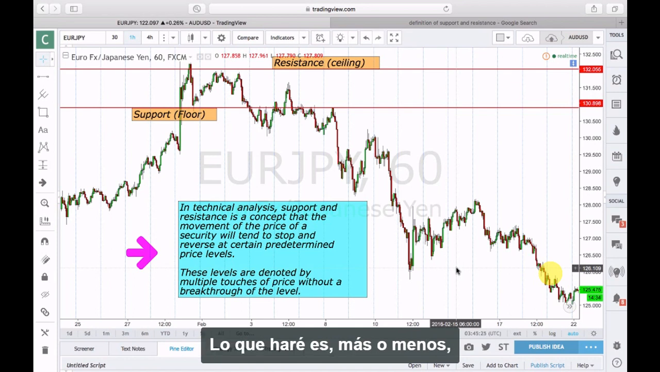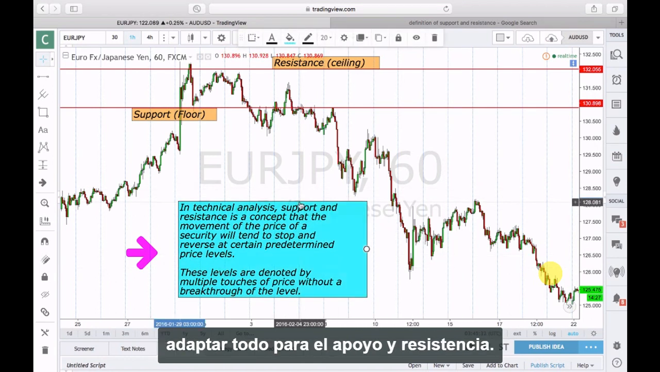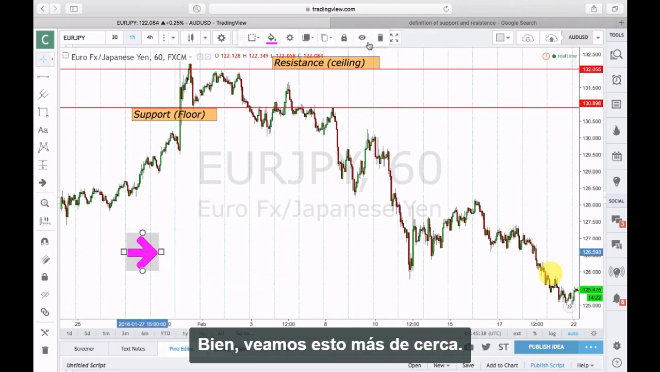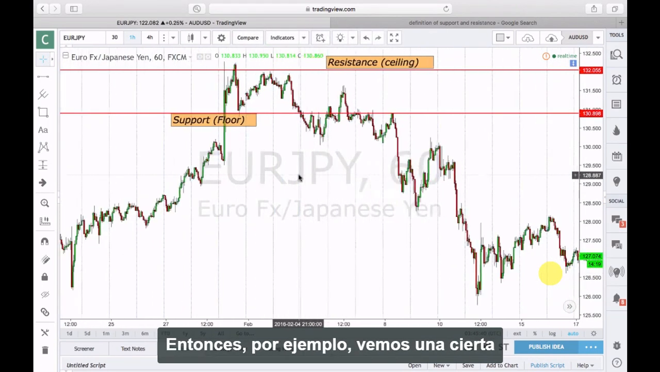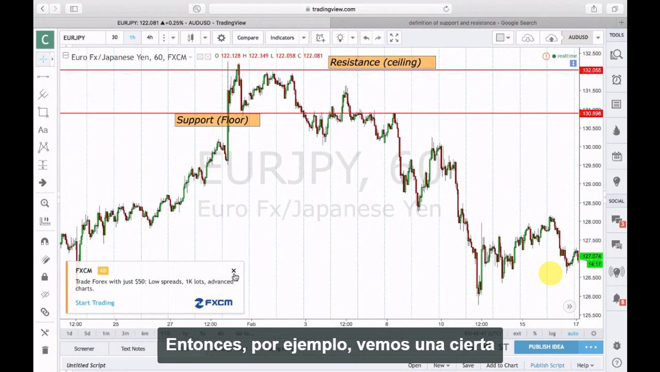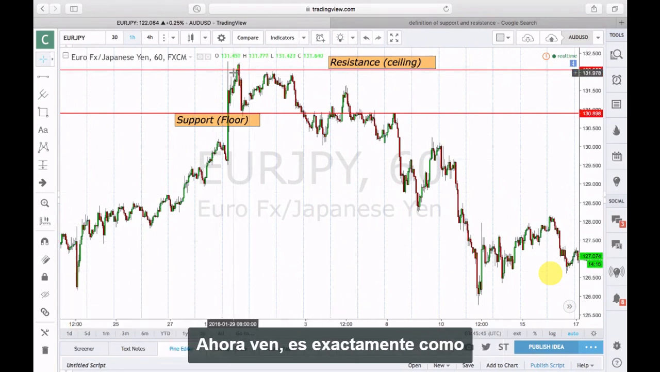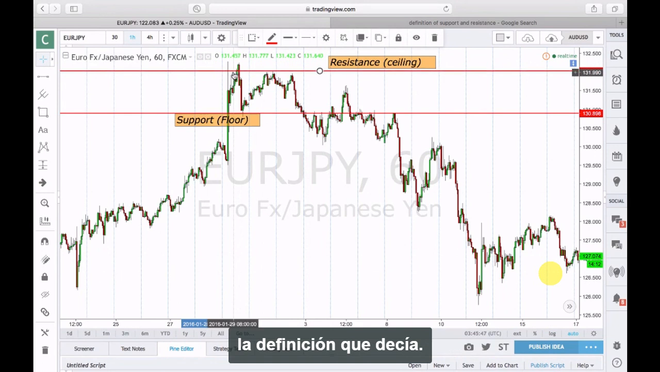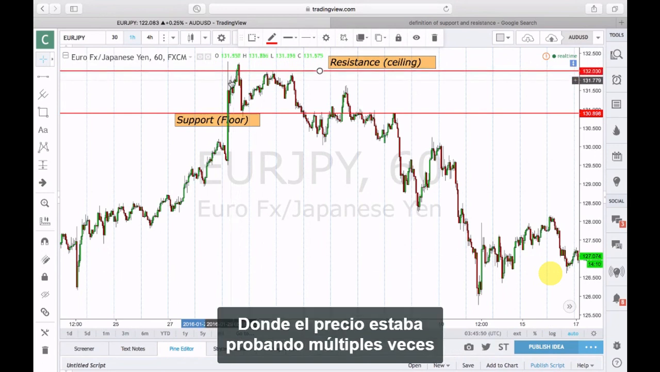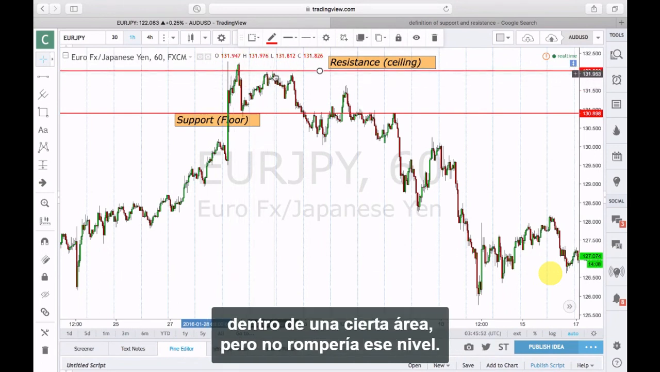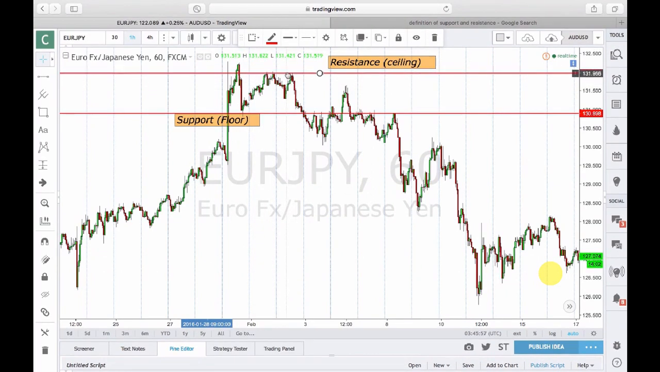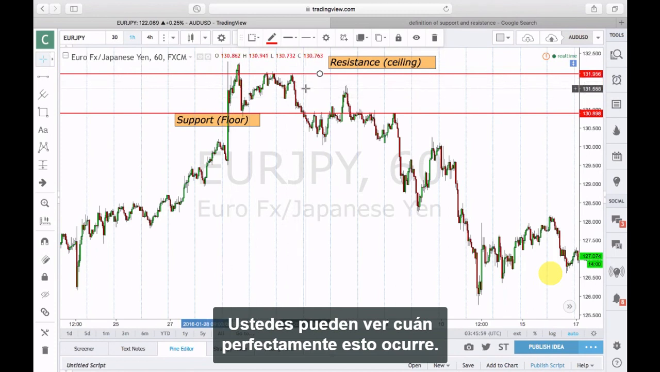And what I'm going to do is break this down very short and straight to the point, to show you how we have to adapt to everything for support and resistance. Okay, so let's look closely here. When you see a certain area within the markets, exactly like the definition was saying, where price was testing multiple times within a certain area but would not break that level, you can see how perfectly this happens.